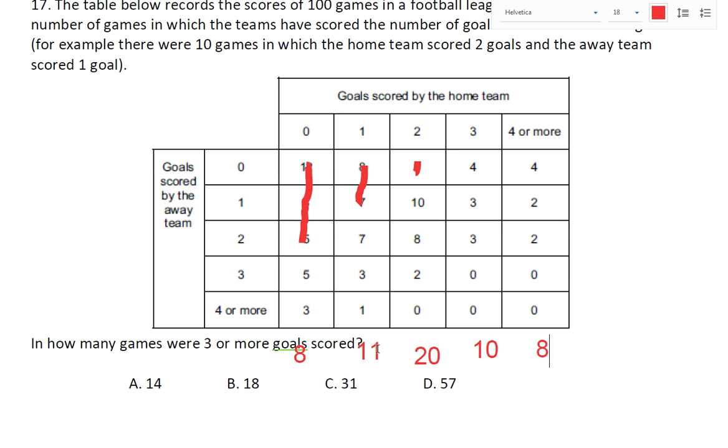And what does that all add up to? 8, 19, 39, 49, 57. All right, so the answer is 57 in total. That's how many games were 3 or more goals scored. So in this sort of table, it would be a good idea to get rid of the ones you don't need to include, and then perhaps to draw a box or a shape or a perimeter around the ones you do need to include.